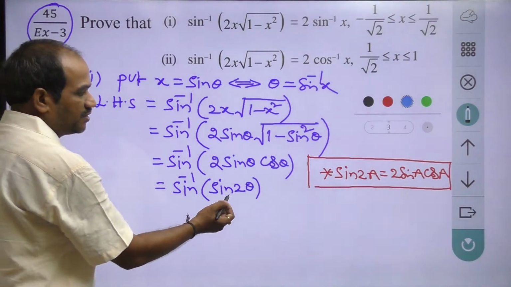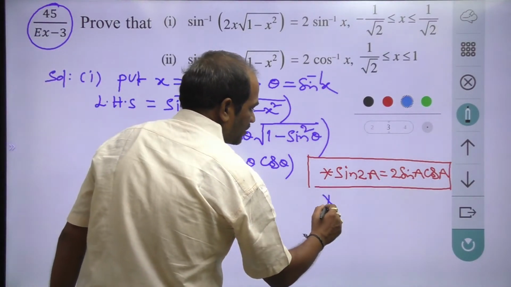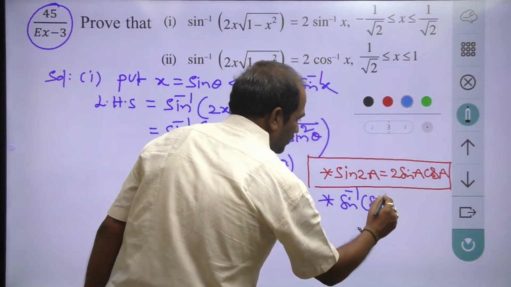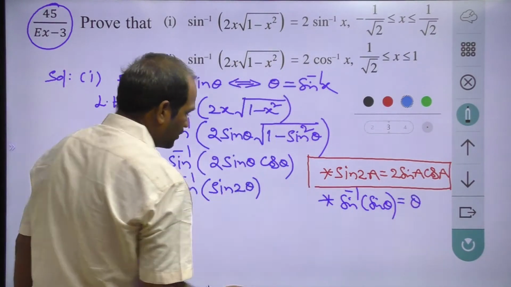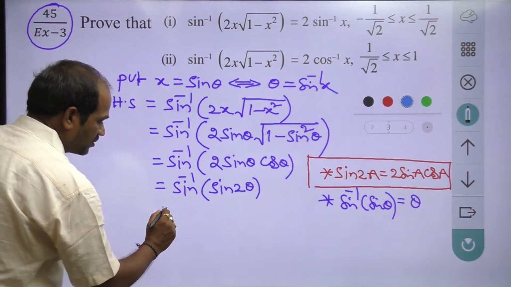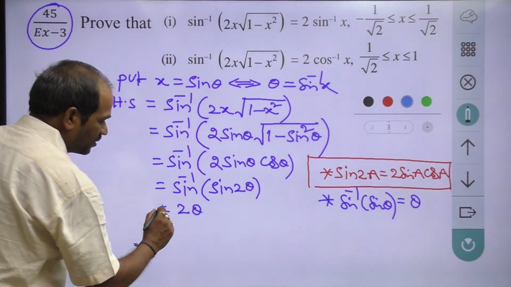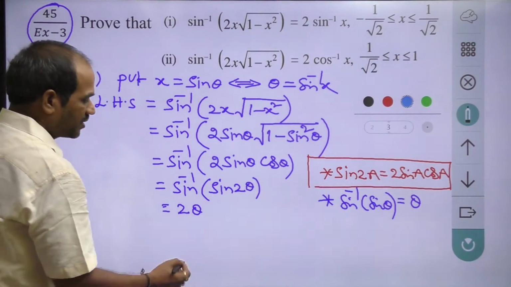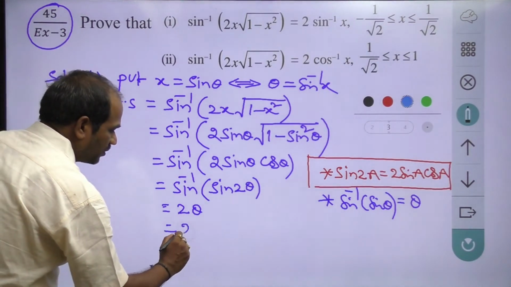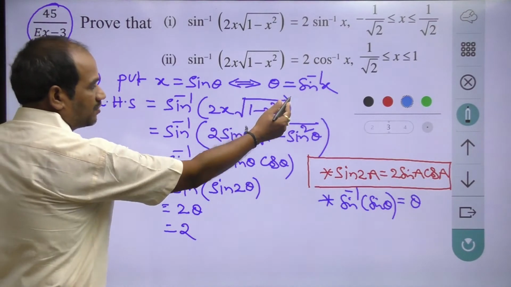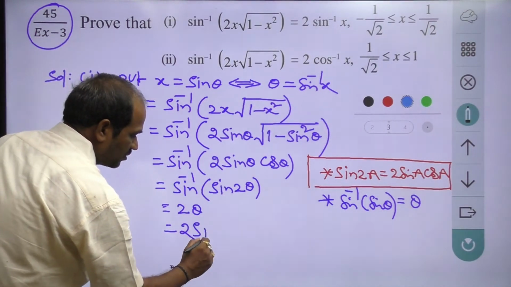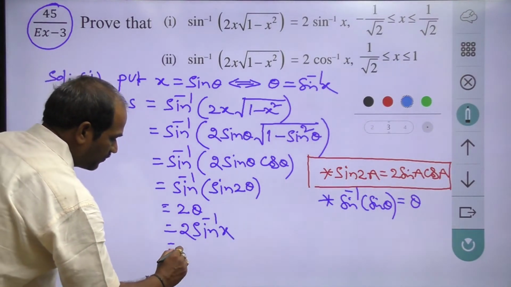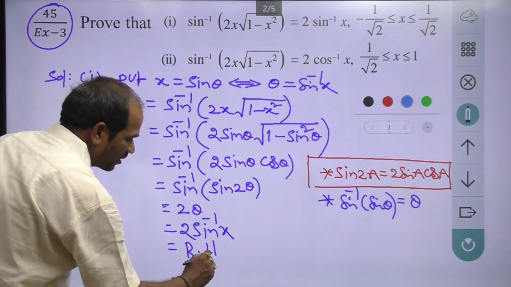Sin inverse of sin theta is equal to theta. So sin inverse of sin 2 theta is equal to 2 into theta. Here theta is equal to sin inverse of x, so replace theta by sin inverse of x. That is equal to the RHS value, 2 sin inverse x.